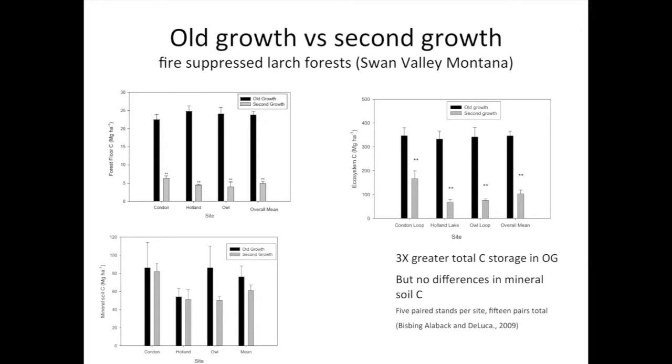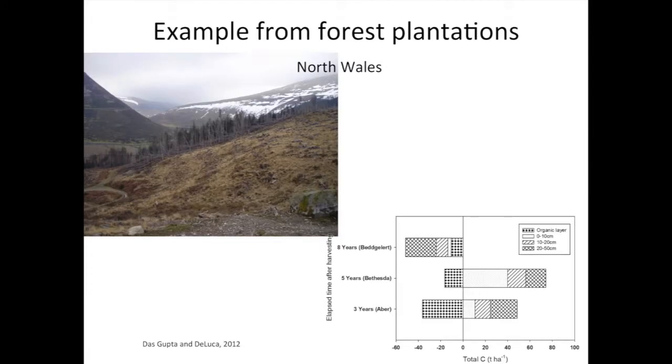In terms of the mineral soil carbon, we see no significant difference at the different sites. And in terms of ecosystem carbon as a whole, including overstory, litter, understory, and mineral soil, we see a significant difference between our second growth and our old growth. So about 3 times greater total carbon storage in our old growth, but no differences in the mineral soil carbon with just one rotation.